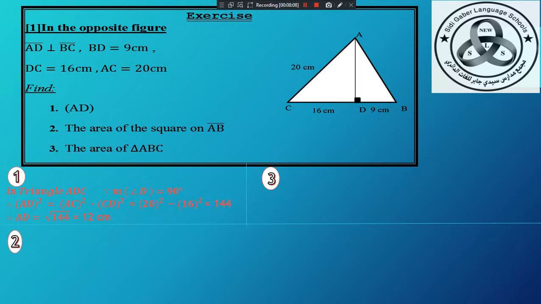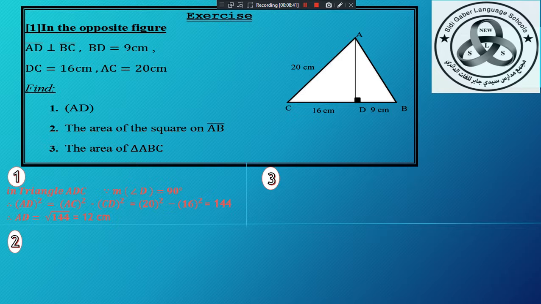You understand? Okay. Let's move to the second required. He asked me to get the area of the square on the side AB. What does it mean? To get the area of the square on the side AB, it means I have to get AB power 2. So where does the side AB lie? The side AB lies in the triangle ABD, and its name is the hypotenuse of the triangle.